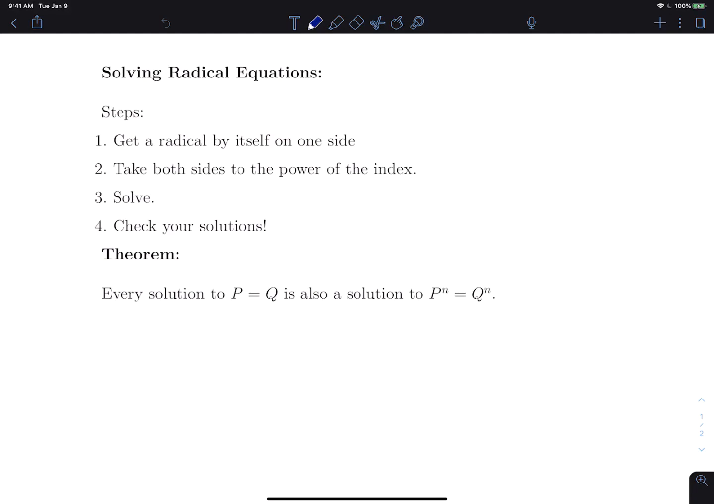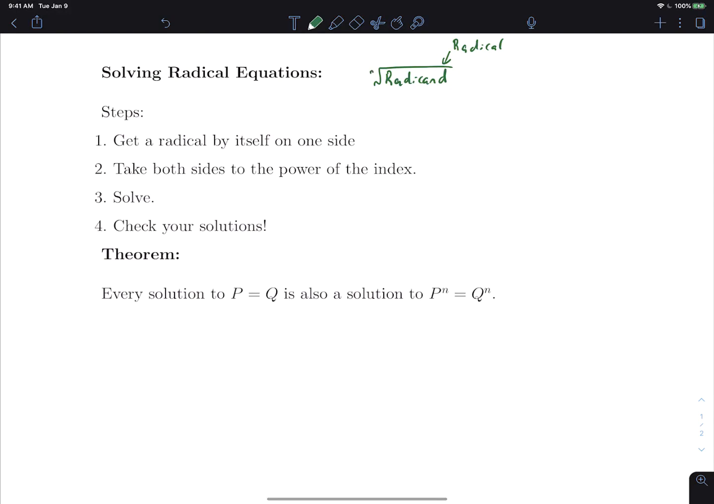Hello. In this video, we're going to start talking about how to solve radical equations. Now, a radical equation is any equation that involves a radical symbol. Now, this is called a radical. Anything underneath the radical is called the radicand.